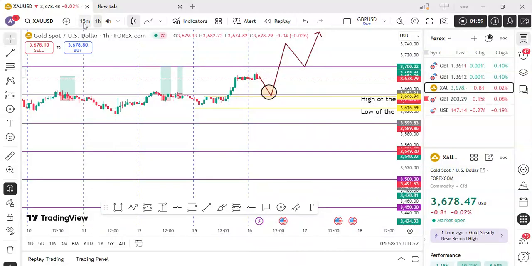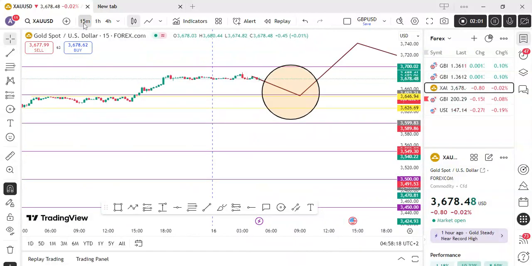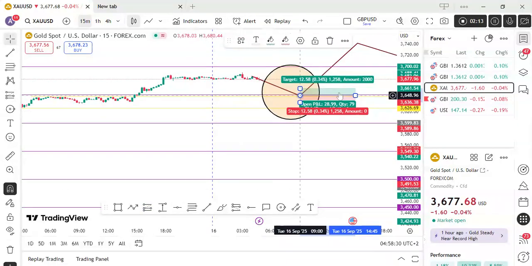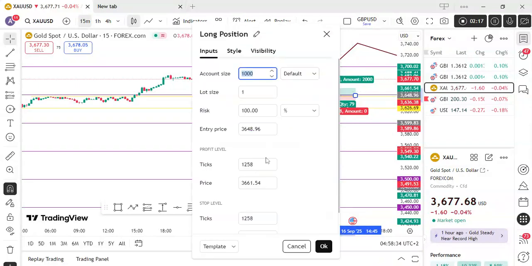So let me drop down to 15 minutes to show how I'm going to trade it. On my 15 minutes, I'm waiting to see price pull back to this level. Then on this level, I'm going to be longing. So this is how I'm going to be trading gold. I'm going to be targeting either 50 pips or 100 pips.